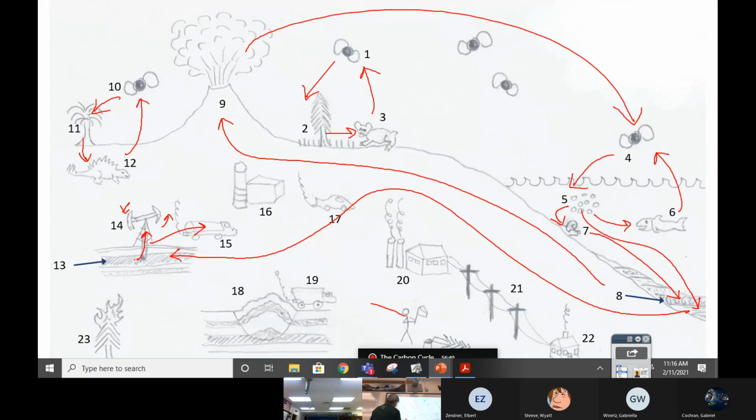The truck takes that crude oil to, remember the name of the factory that separates the crude oil into the different components? It makes gasoline and diesel. It makes asphalt and plastic. This is a refinery. So for number 16, you need to tell me that's a refinery.